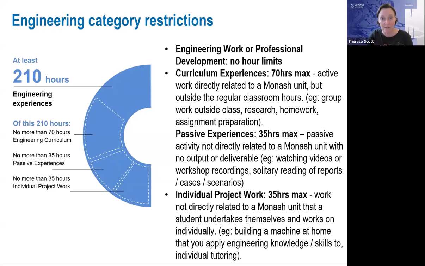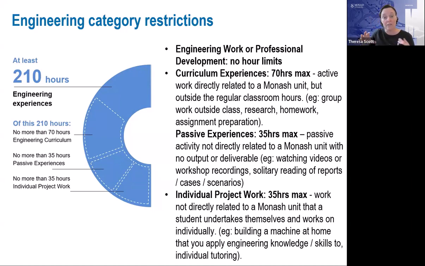Individual project work has a 35-hour maximum as well. This is work that's not directly related to a Monash unit, but that you're undertaking yourselves and you work on individually, and it does have an output or some kind of deliverable. So maybe you're building a robot at home and you're coding it, or you're building a website and you're doing some software engineering around that. Those would be the kinds of things that would fit in this individual project work category.